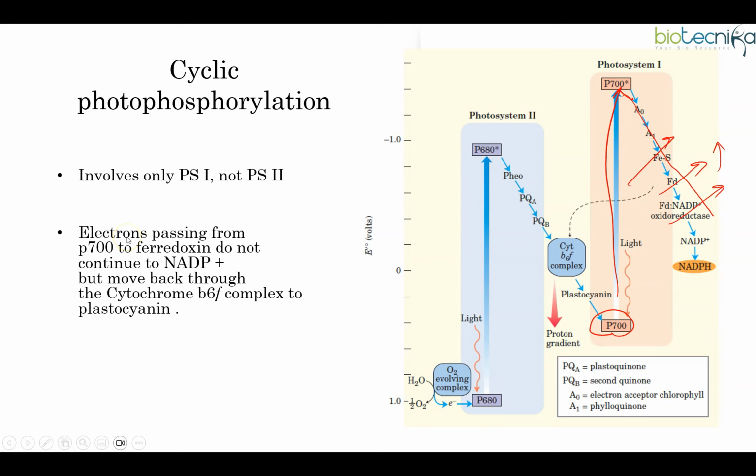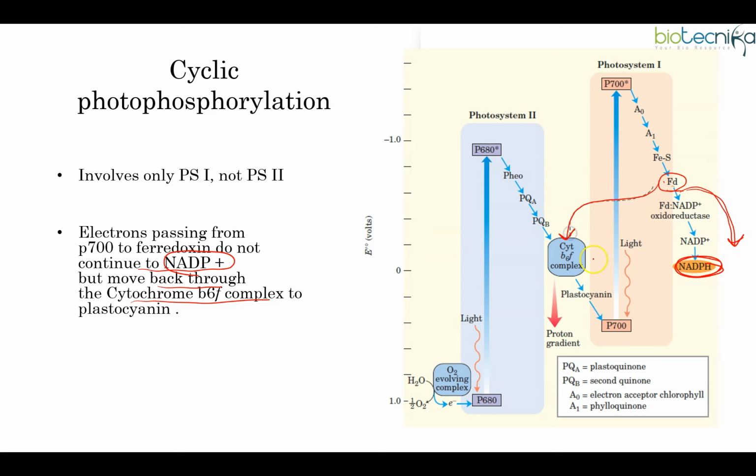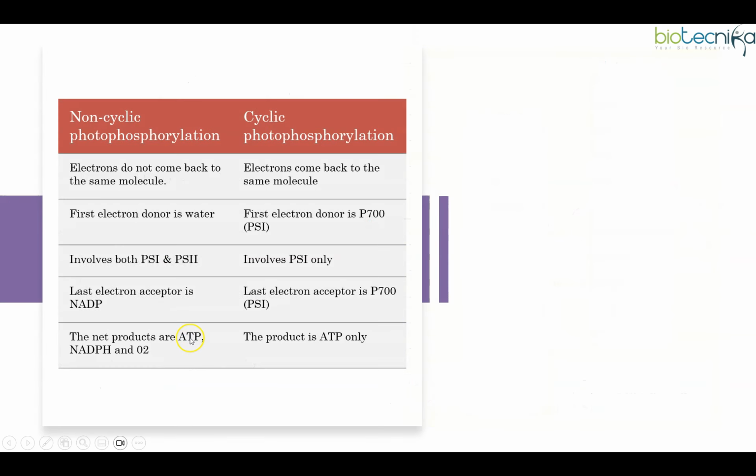Okay, so electrons passing from P700 to ferredoxin do not continue to NADP plus but move back through the cytochrome. So as you can see from here, if it was non-cyclic, it would have gone towards the formation of NADPH, but instead from ferredoxin, it comes back again to this part. So this is the part where ATP might be generated but not the NADPH. Okay, so here electrons are repeatedly cycled. They are not leading to the formation of NADPH, but they are cycled.